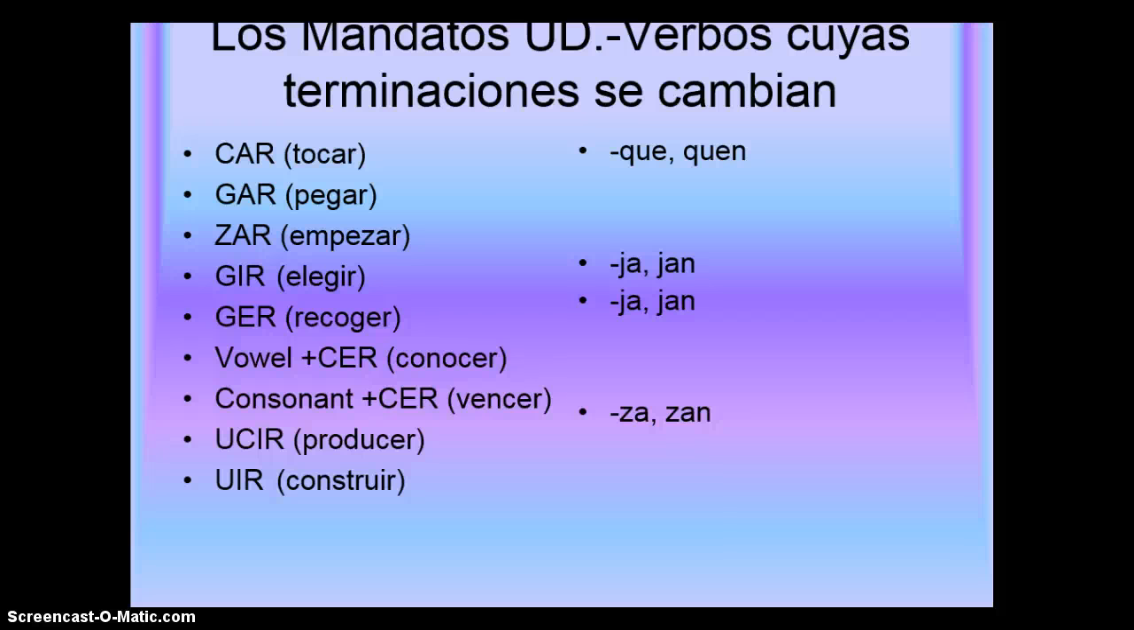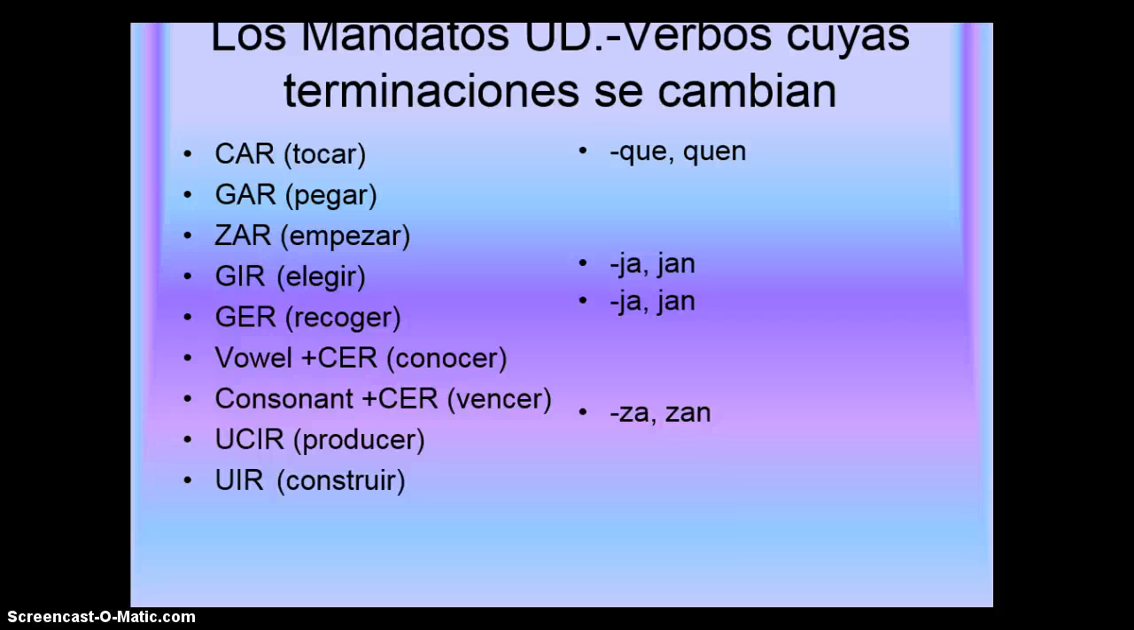I've given you the changes that happen with ger and gir verbs like elegir and recoger, because the yo form has a j in it, recojo, elijo. I'd like you to fill in the ending that we typically see for verbs that end with a vowel and then cer, like conocer. You all know conocer, so you can tell me what the yo form is, so you can tell me what the ending should be.